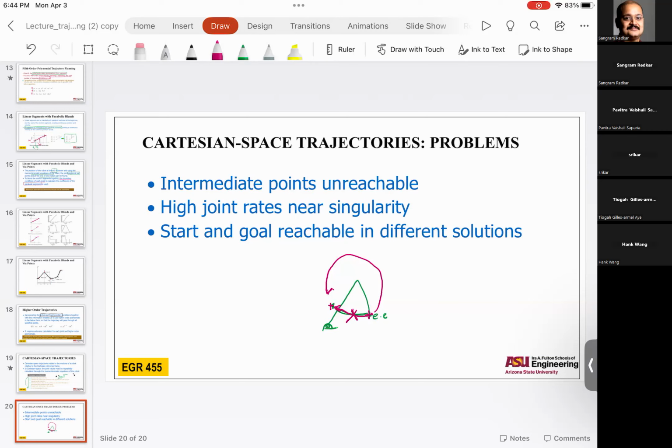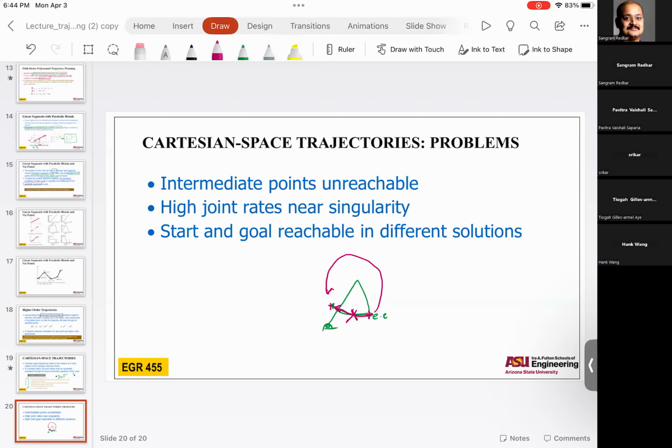You can also have some singularities, and you can also have high joint values near the singularities, and you can have multiple solutions, and the start and end can be achieved using multiple solutions. So your path planning, trajectory planning algorithm should be smart enough to choose the appropriate trajectory that is well within the limits of the joints, well within the capability of the robot, and safe to the surroundings, which means you don't want the robot swinging around and hitting the humans that are close to it. So these are some of the problems that you should address when you are looking at Cartesian space trajectories.